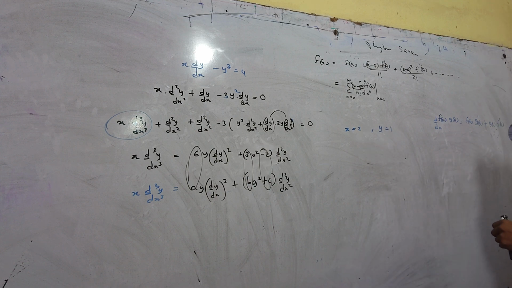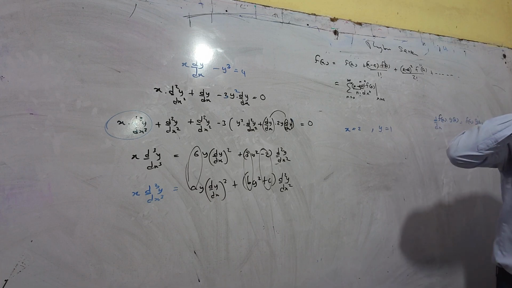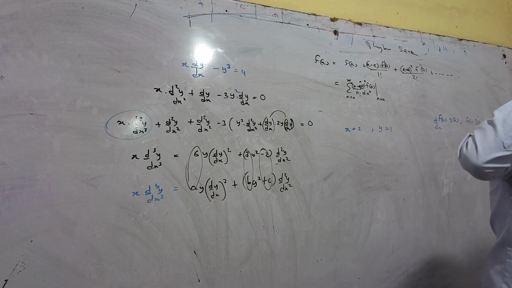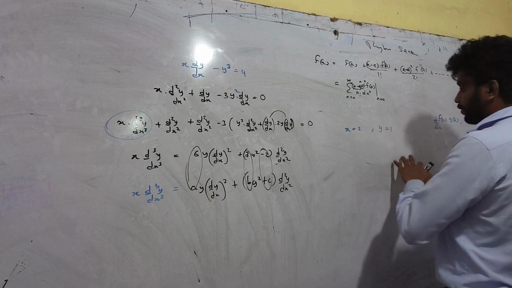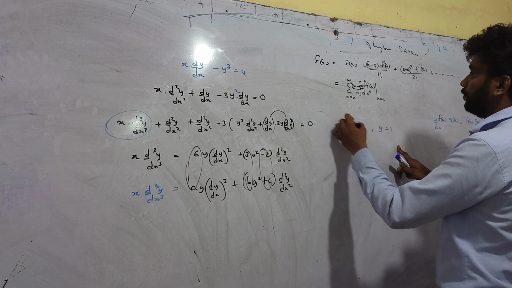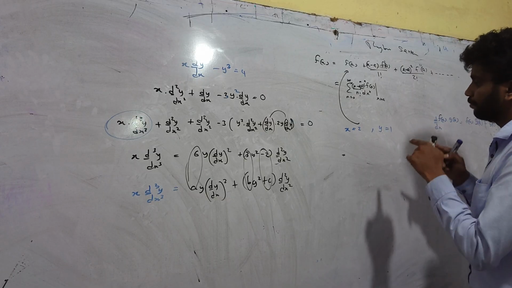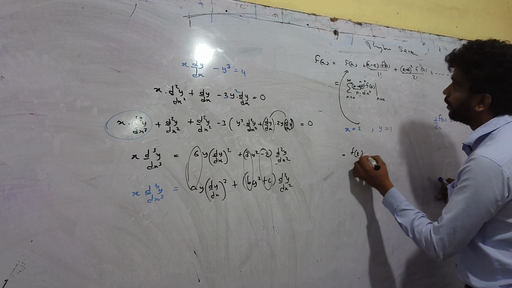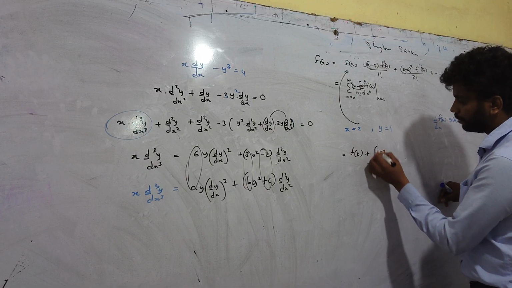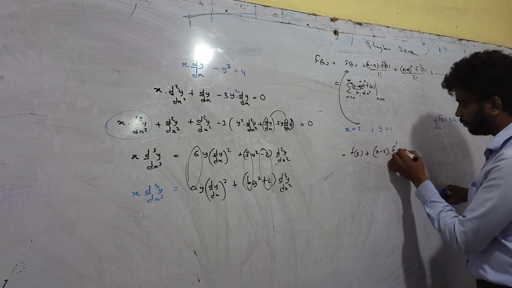Then you can find, I think they are asking for what? Until the third? Then when x equals 2, who is y? Y is 1, right? So that's what you have used here. This is f of 2. This is f of 2 plus x minus 2, then f prime of 2.